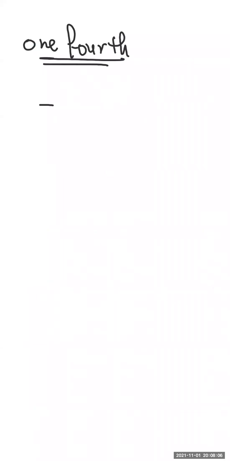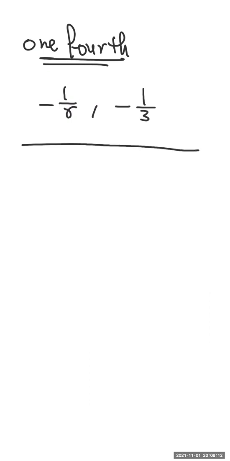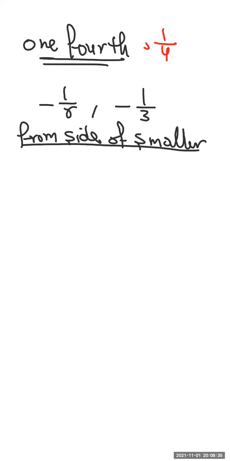Between -1 over 6 and -1 over 3. So in this question, it's required to get the number which lies at 1/4 of the distance between these two numbers from the side of the smaller. 1/4 means, of course, 1 over 4, right?